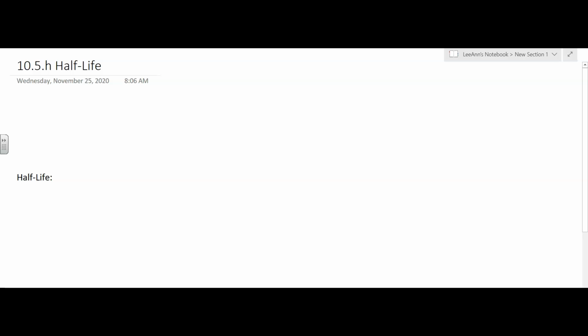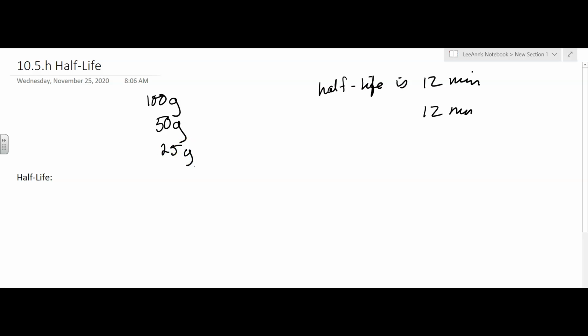So let's say you have some radioactive material and you have 100 grams of it, and the half-life is 12 minutes. Okay, so 12 minutes go by, and now you have 50 grams. And then another 12 minutes go by, making 24 minutes total. Then you'd have 25 grams. And if another 12 minutes go by, so after 36 minutes, then you'd have 12.5 grams. And it keeps working like that, okay?